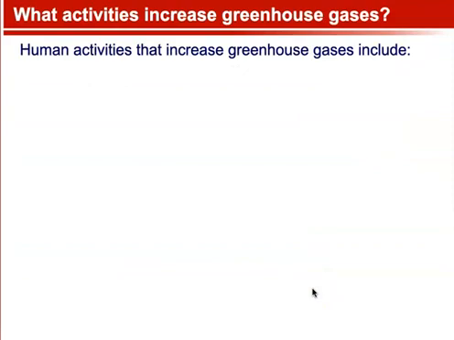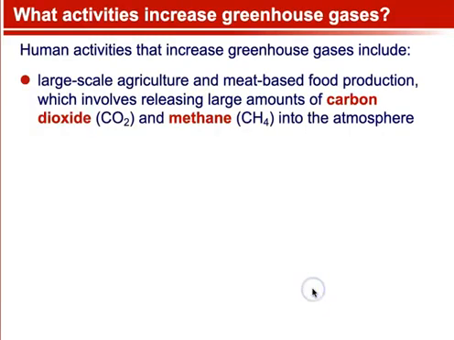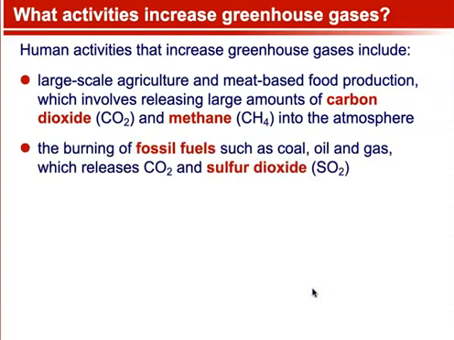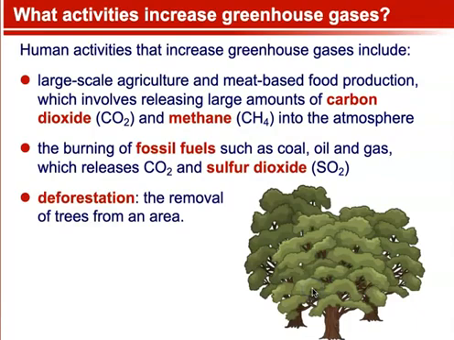What activities increase greenhouse gases on our planet? Human activities that increase greenhouse gases include large-scale agriculture and meat-based food production, which involves releasing large amounts of carbon dioxide and methane into the atmosphere. The burning of fossil fuels, such as coal, oil, and gas, which releases CO2 and sulfur dioxide into the atmosphere.